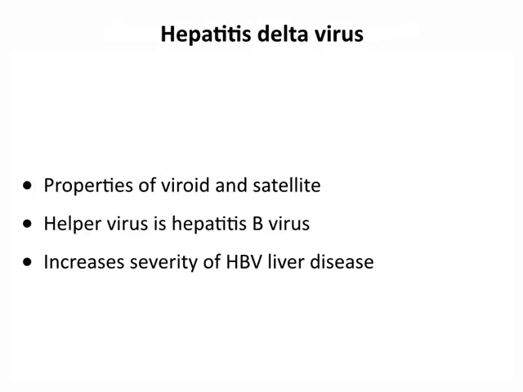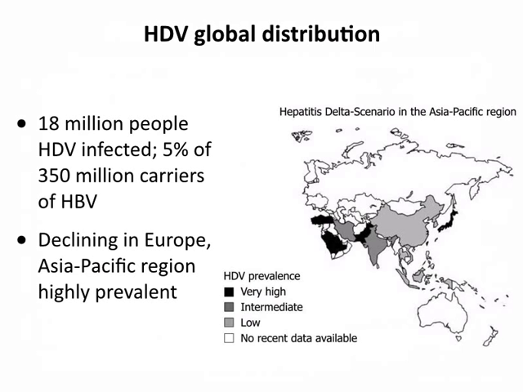So you have to be co-infected. You don't get hep B first and then delta later. Delta doesn't get transmitted on its own because it wouldn't be able to replicate. It has to be transmitted along with hepatitis B virus.